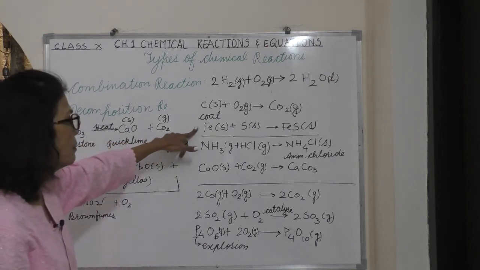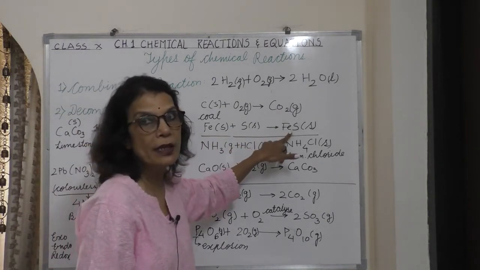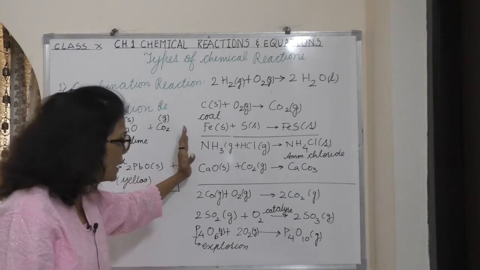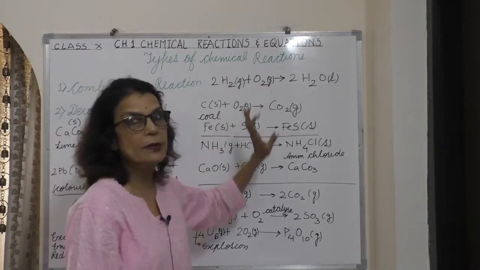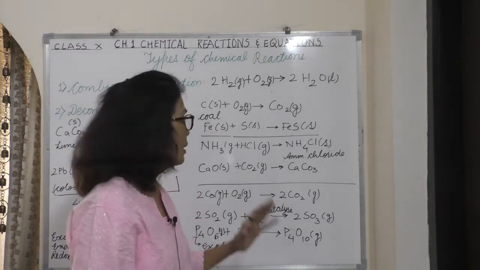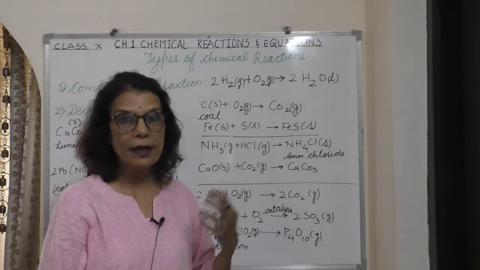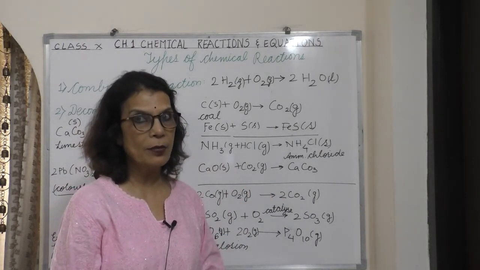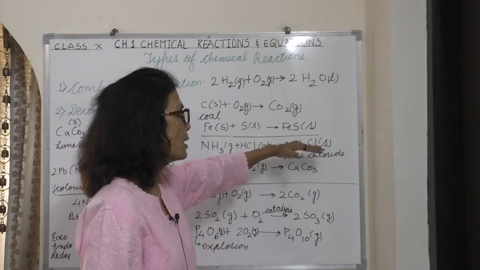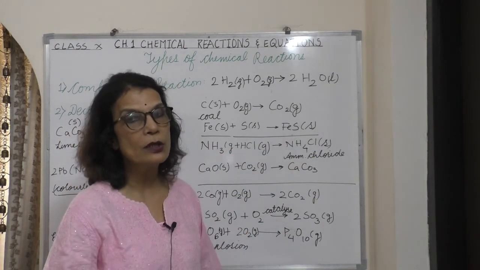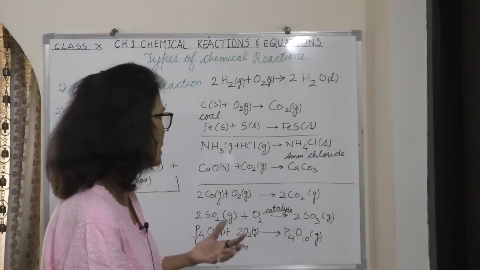Next one is iron and sulfur, both single elements, but the compound I am getting is iron sulfide. In the second part you can observe that a single element or single substance is reacting with a single one. In the second one you can observe that a compound is adding to a second compound, meaning two compounds are reactants, and as a product we are getting a single compound.